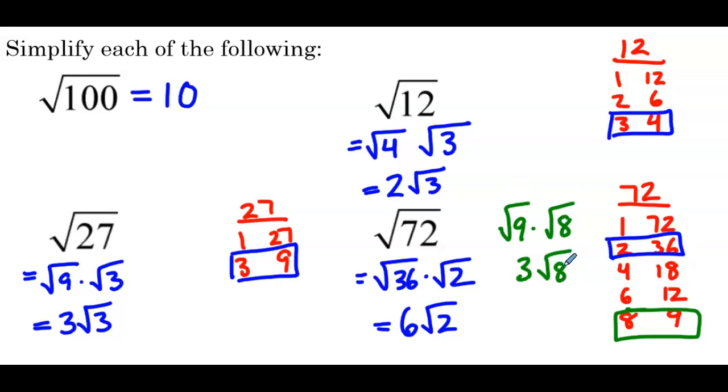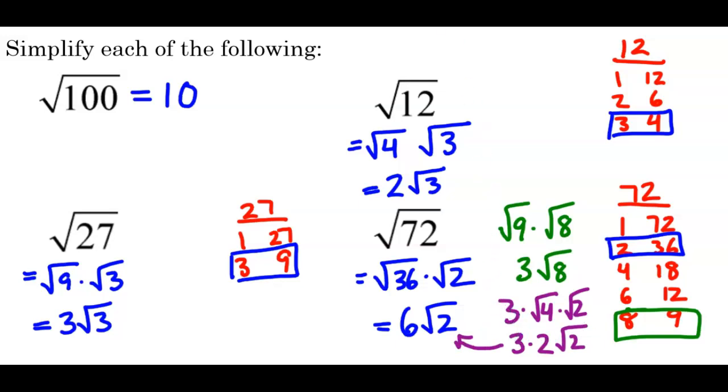And then what we want to check is the radicand. Is there any more perfect square factors? So in this case, 8 can be expressed as 4 times 2. So we can actually go one step further. Use a different color. So we'd have 3 times the square root of 4 times the square root of 2. So we'd have 3 times 2 times the square root of 2, which is 6 times the square root of 2.